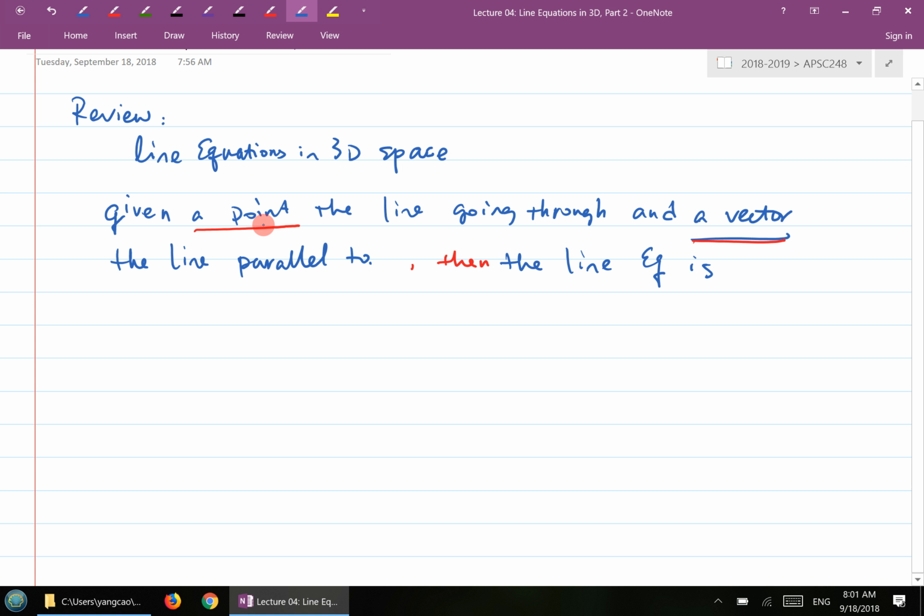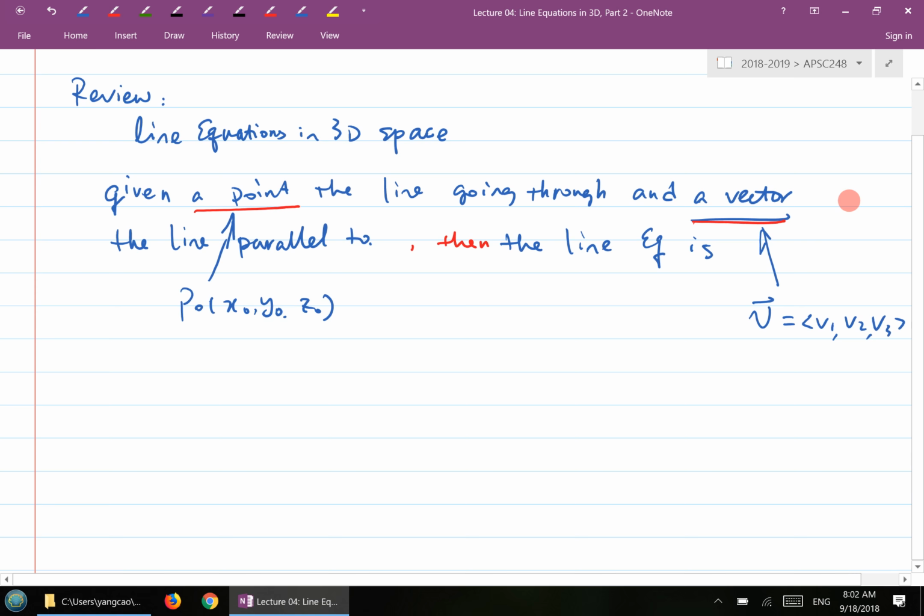So specifically, maybe I should put down the information for the point. For example, let's say for the point I'll call it P naught. Okay, so this is a specific point the line goes through, and the vector I'll call the parallel vector V here. Okay. So V1, V2, V3 are the components of the parallel vector.